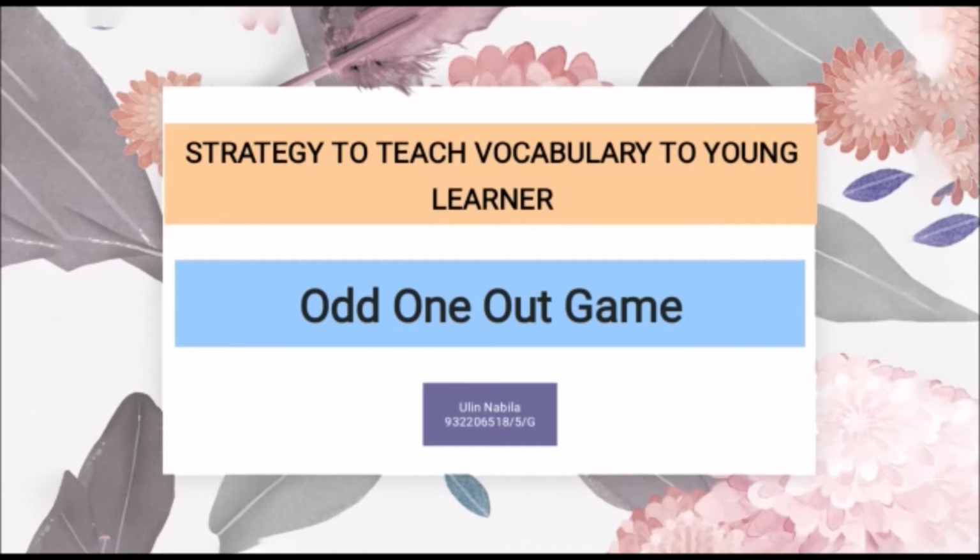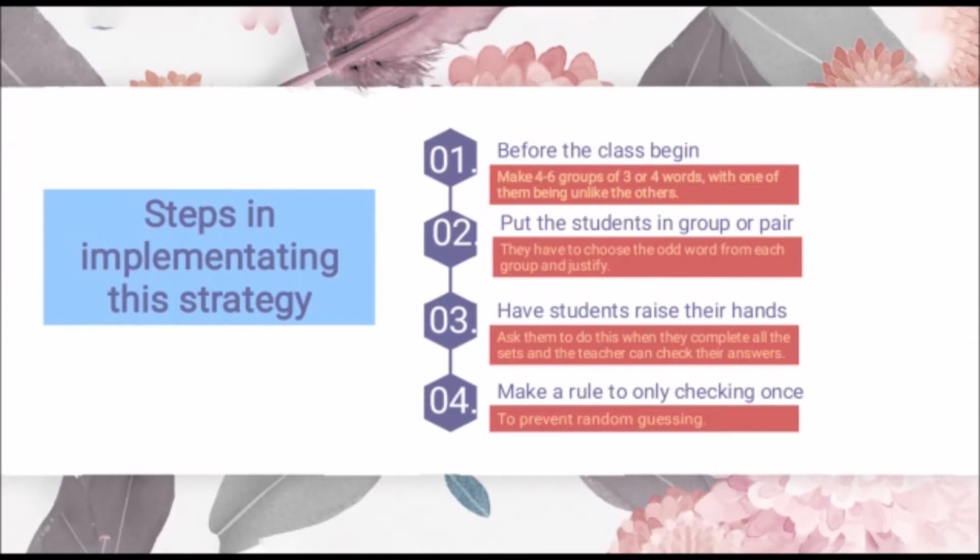Just like the name, the young learner is going to have to choose the odd word from a group of words. The next slide is the steps in implementing the strategy. There are 4 steps in total. The first one is, before the class begins, the teacher has to make 4 to 6 groups of 3 or 4 words with one of them being unlike the other.